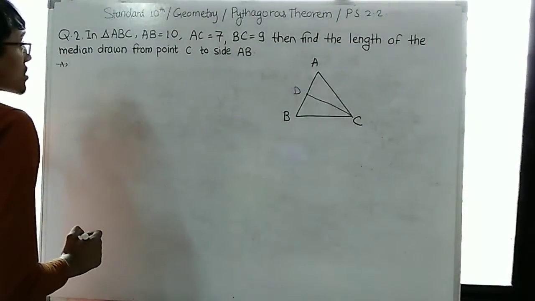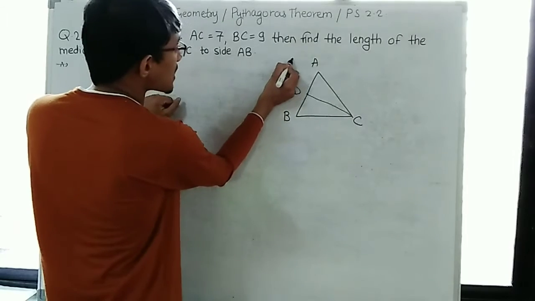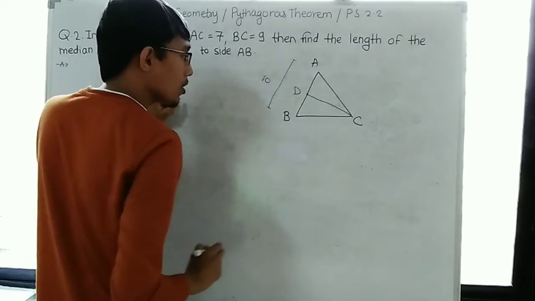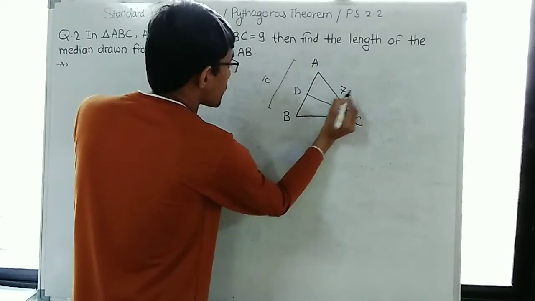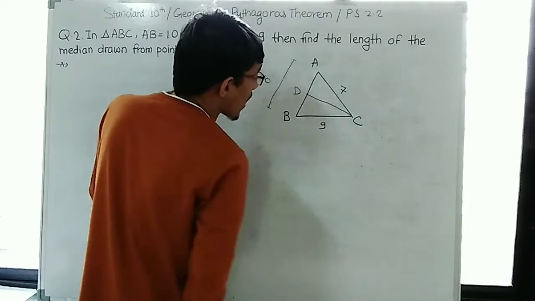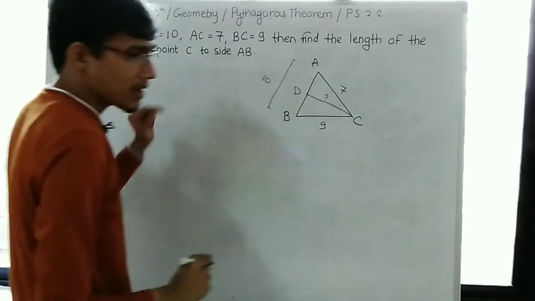What is the given data to us? AB is equal to 10, so this length, complete AB, is 10. Then AC is equal to 7 and BC is equal to 9. What we have to do? We have to find the length of DC, that is the median.